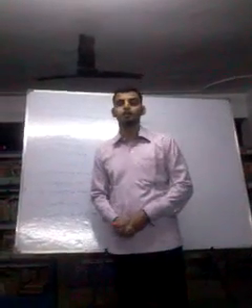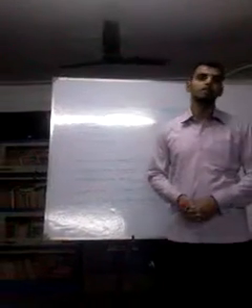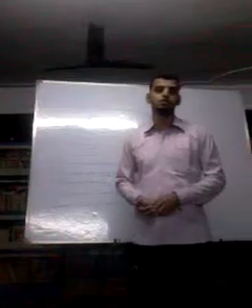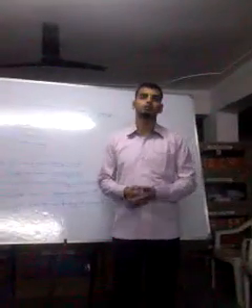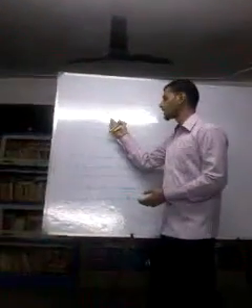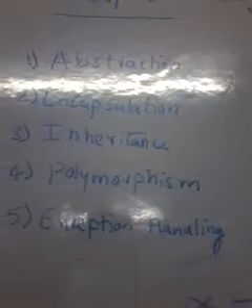Today we are going to learn about the concepts of object-oriented programming. Basically, there are four, or you can consider five, as the major object-oriented programming concepts. So, what are the major programming concepts? First is abstraction, encapsulation, inheritance, polymorphism, and exception handling. So these are the five major concepts of object-oriented programming.